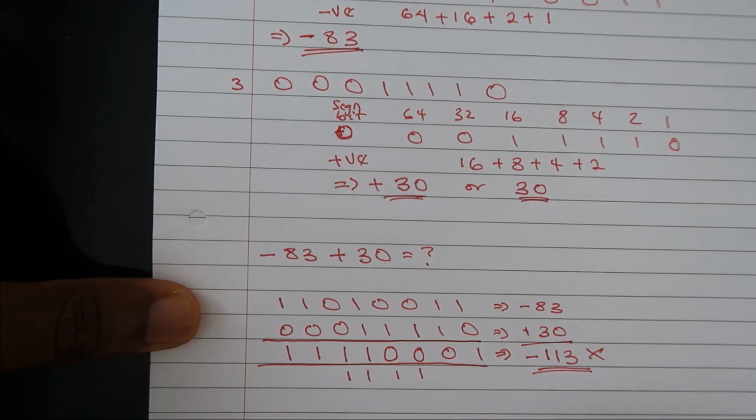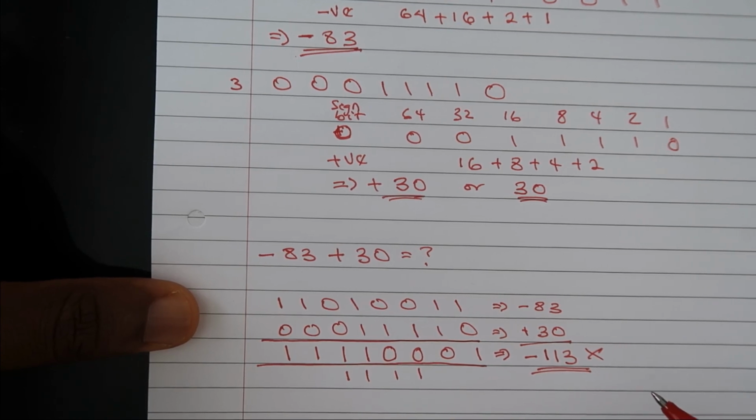To solve a problem like this, we would have to use 2's complement method. Okay, we'll have to use 2's complement method. It is a better way of representing negative numbers, especially because it works very well with arithmetic operations.